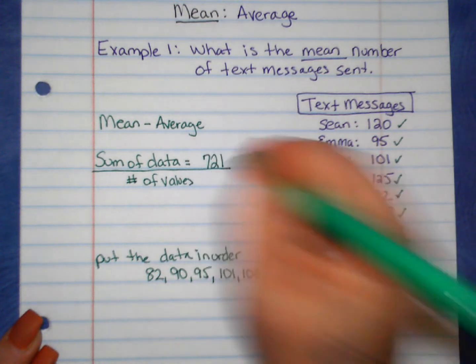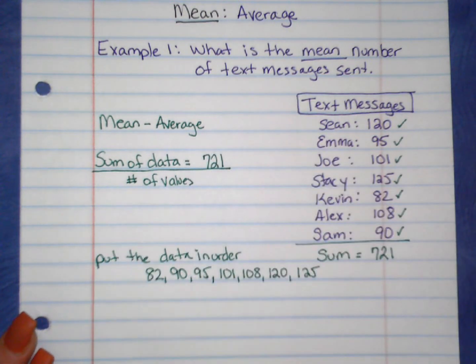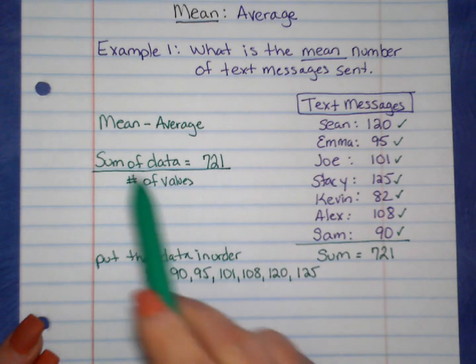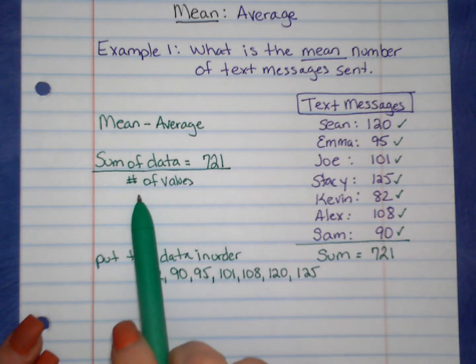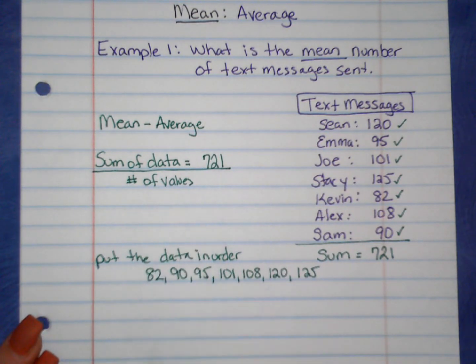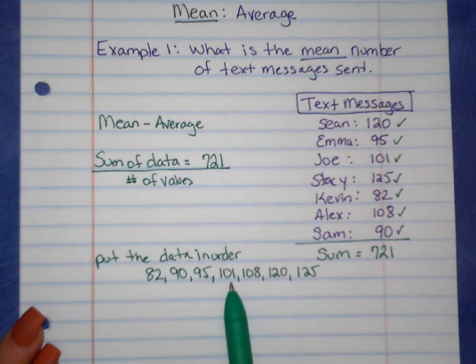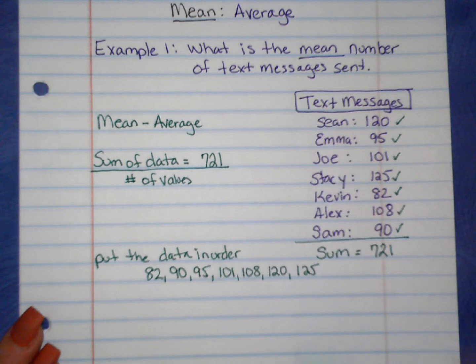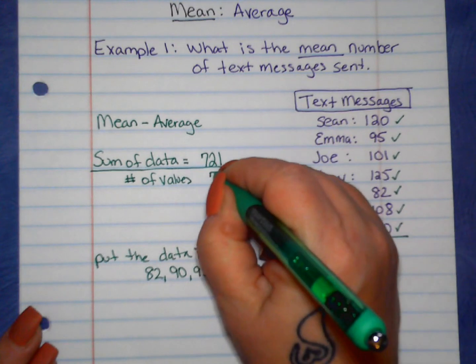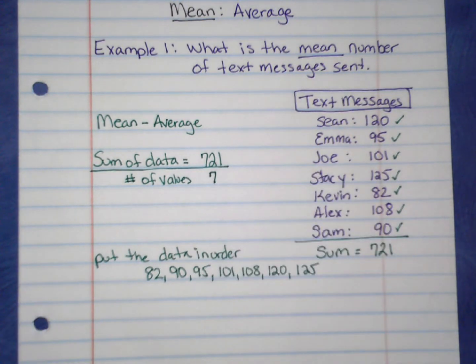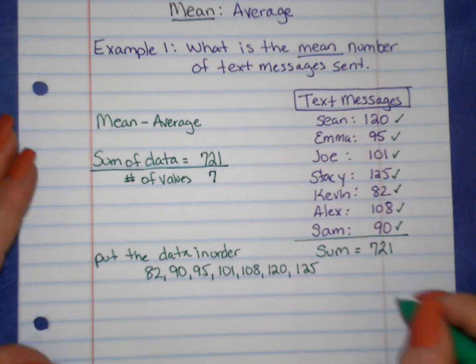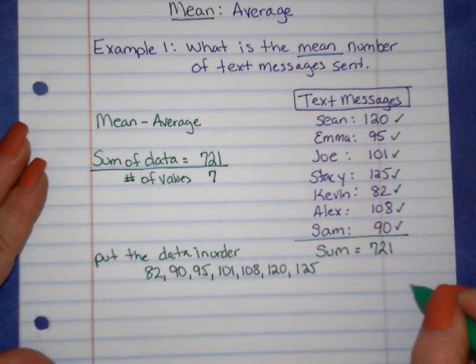All right, so we found our number. 720 is the sum of the data. Now, I said the sum of the data divided by the number of values. Now, I'm going to count my values. How many do I have? I have 1, 2, 3, 4, 5, 6, 7. So 721 divided by 7.